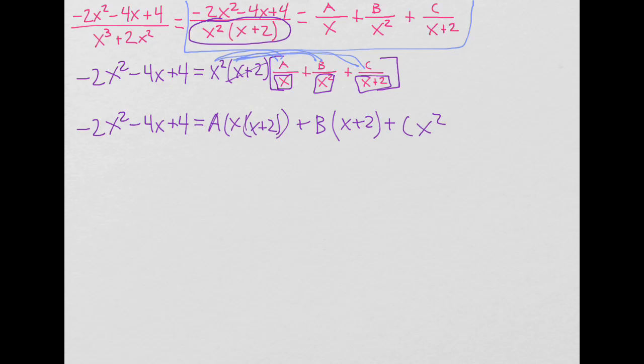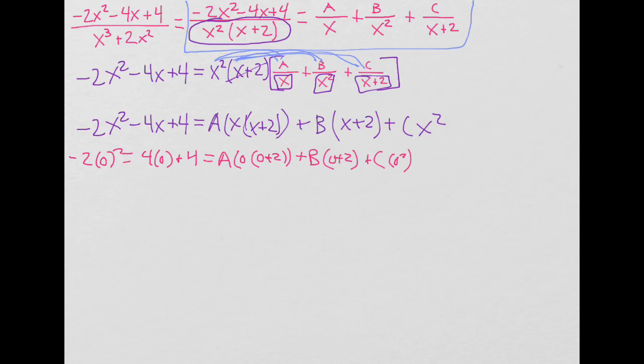So let's just choose 0 first, just for the heck of it. Substitute 0 in, every single place you see x in this entire equation. So negative 2 times 0 squared minus 4 times 0 plus 4 equals a times 0 plus 2 plus b times 0 plus 2 plus c times 0 squared.